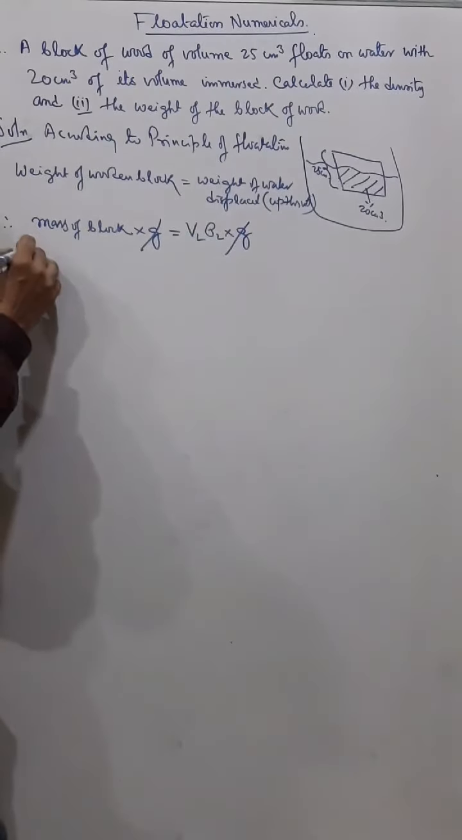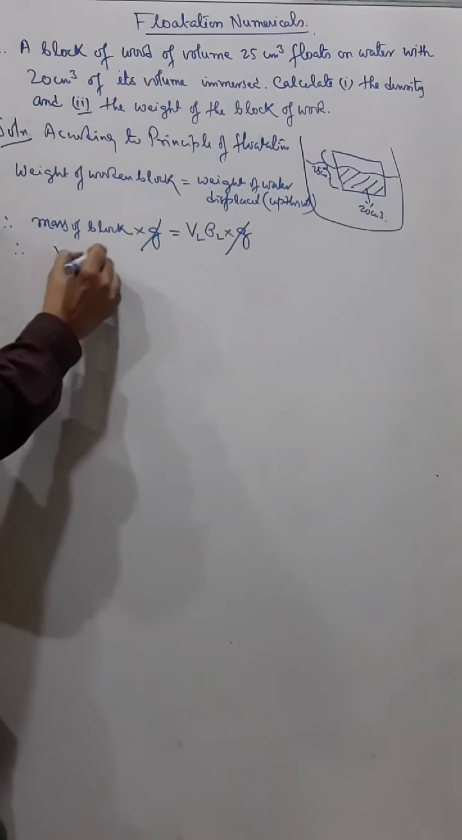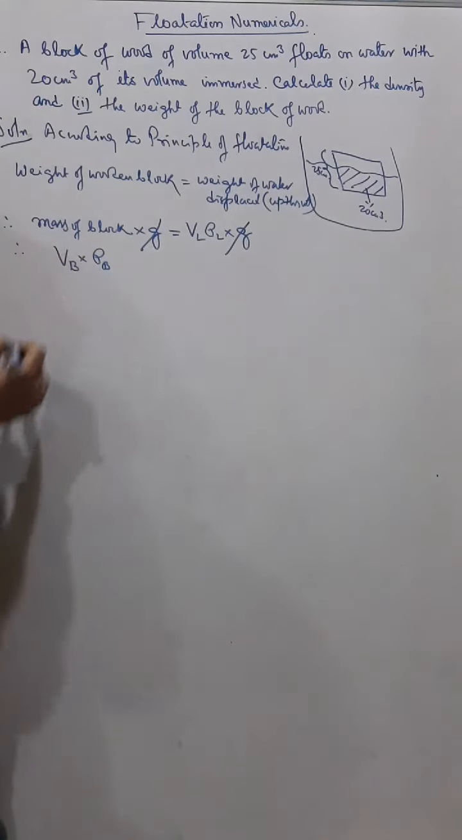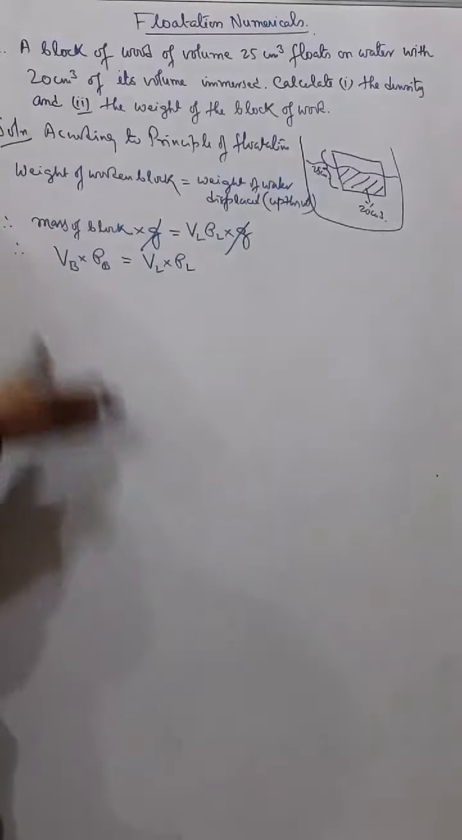Mass of block means volume of the block into density of the block, and that should be equal to volume of liquid into density of liquid. I told you when I was explaining the relationship, that if you do all the sums in this method, now you can understand, no? You know three things out of this, one thing you can get. We have to get what?